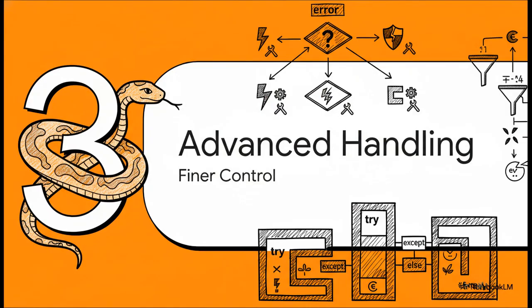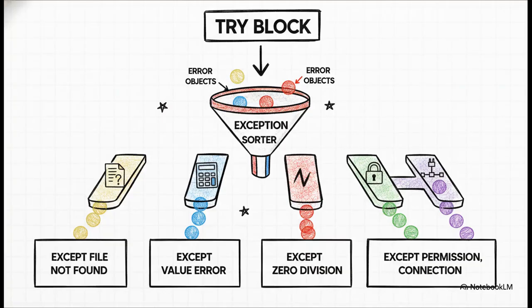All right, so we've got the basics down. Let's level up a bit and look at some more advanced ways to handle different kinds of errors. So what happens if your code can fail in a bunch of different ways? Well, you can handle each one differently.